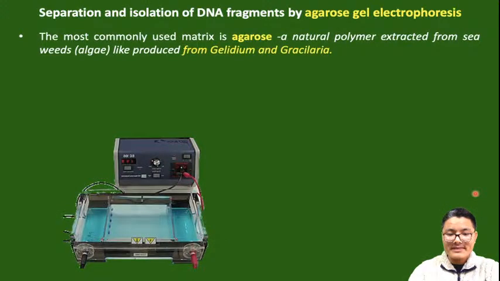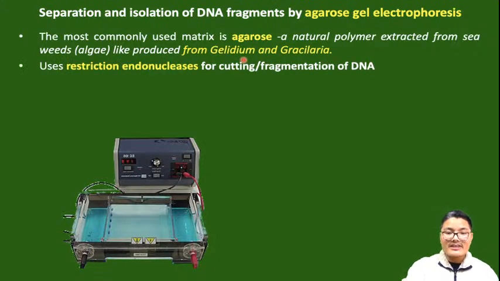In your lower classes, in class 11th, you have studied about Gelidium and Gracilaria. These are usually algae, and from these two algae we are going to get agarose, a carbohydrate, that will be used for preparation of agarose gel. So agarose is a carbohydrate which is used for preparing the matrix or the gel used for agarose gel electrophoresis, and it is obtained from Gelidium and Gracilaria. These are algae.